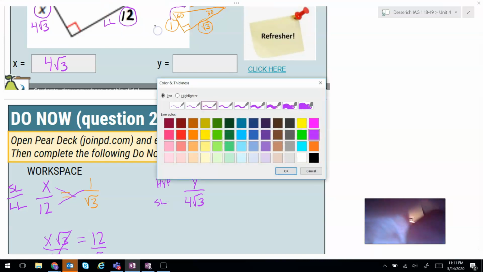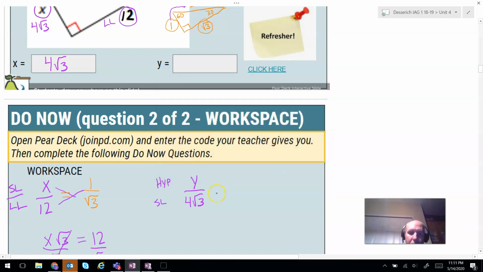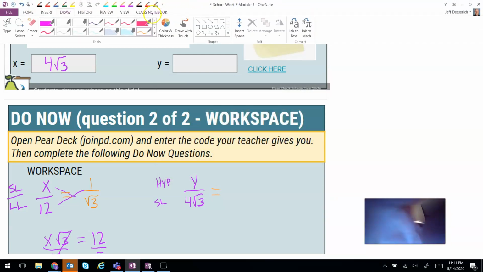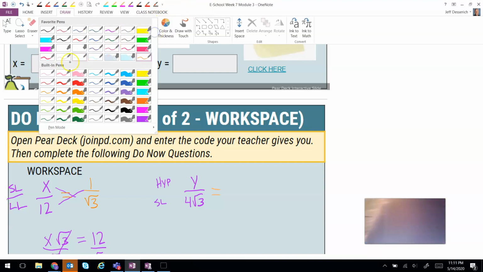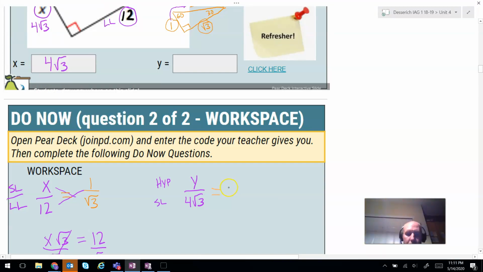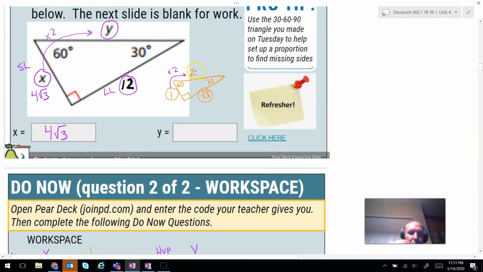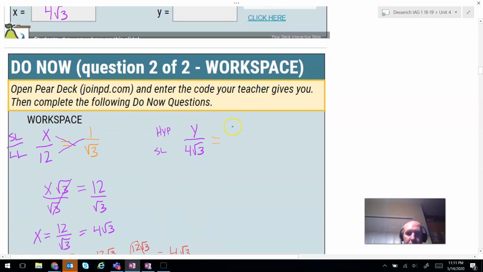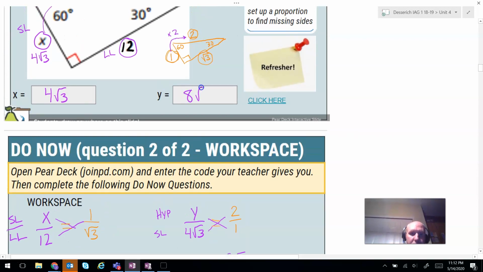So let's set up the same thing here for Thelma, the orange. So hypotenuse over short leg will be, for Thelma, 2 over 1. So we've got 2 over 1 here. Now we can cross multiply. Y times 1 is just y. 4 square root of 3 times 2 equals 8 times the square root of 3. And that's it on that one. So now we have y as 8 times the square root of 3.